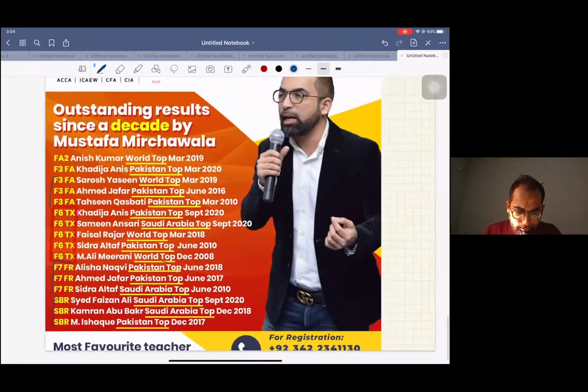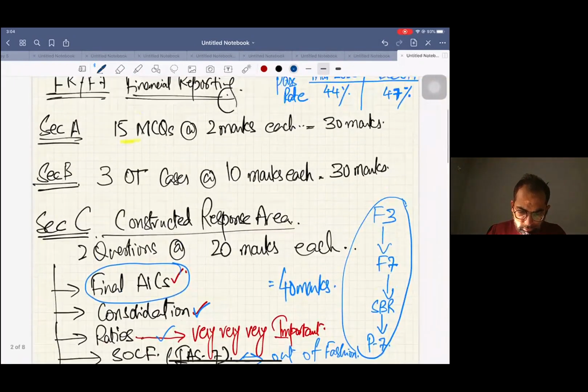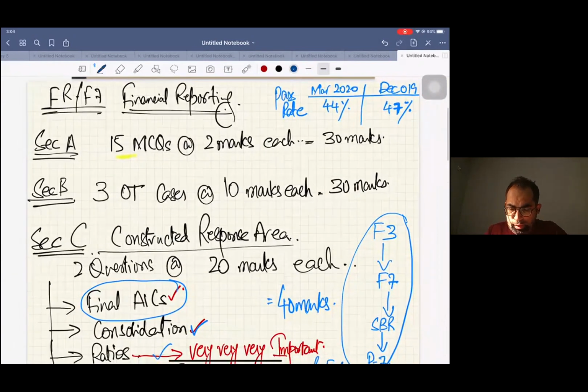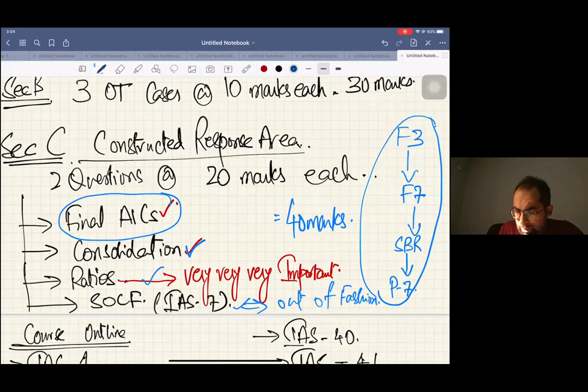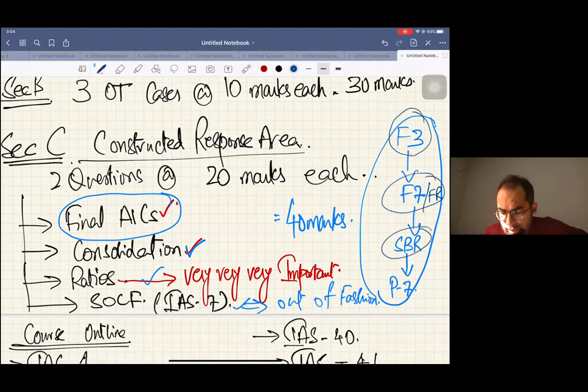First of all, financial reporting is the continuation. F7 or FR is the continuation of F3. Students first do F3, then FR, then SBR, and then P7. P7 is basically AAA. So this chain is connected. If you want to excel in SBR and P7, you must have an excellent grip in F7 or FR. And if you want a good grip in FR, your basics of F3 should be strong.